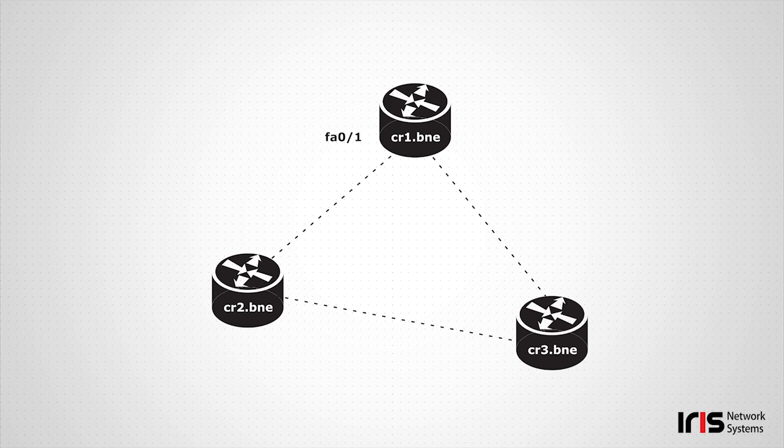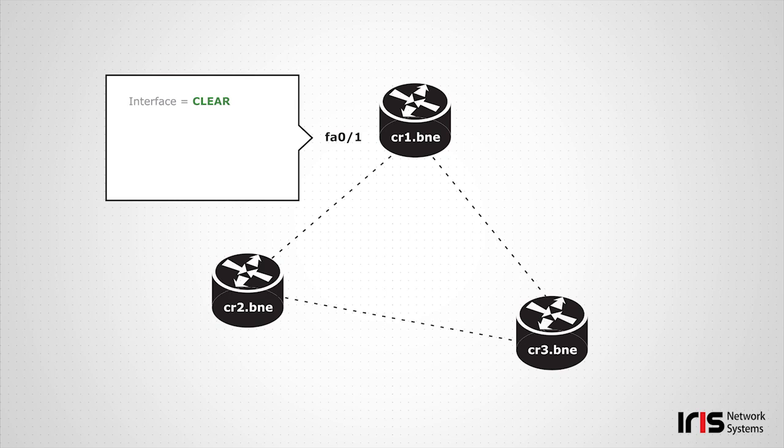Fast Ethernet 01 on the router CR1BNE has some alarms we check. The interface is up, clear. The traffic utilization is low, clear. There are no discards, clear. There are some CRC errors, warning. There is high packet loss on the link, critical.